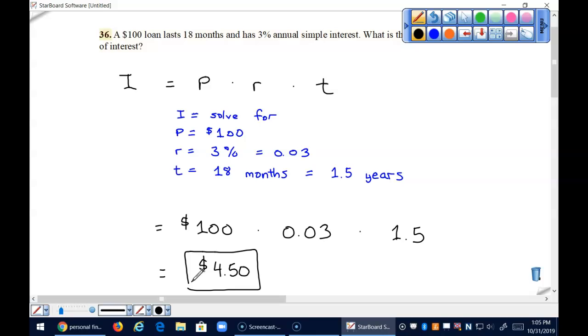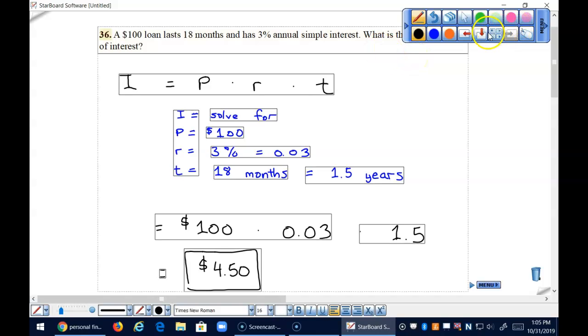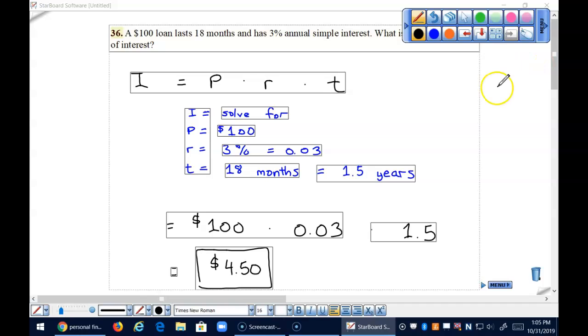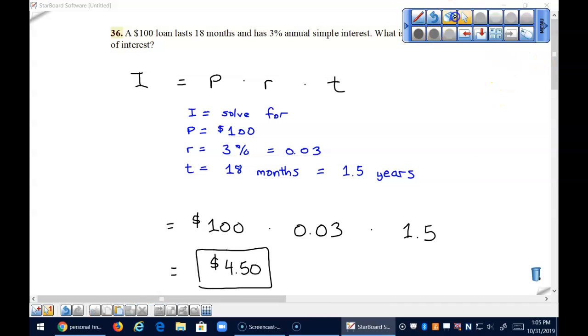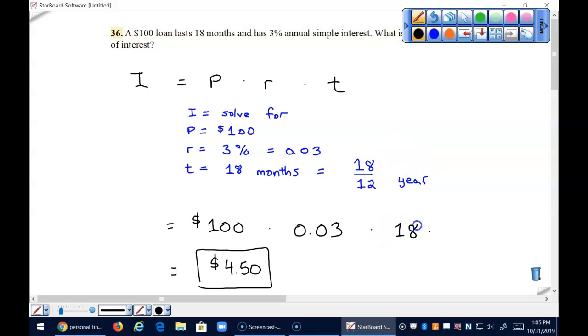I could have written it as a fraction. There'd be nothing wrong with saying this is 18 over 12 of a year, and then here, doing 18 over 12. Hey, that's great. Nothing wrong with that. It's just not what my volunteer on the side said.